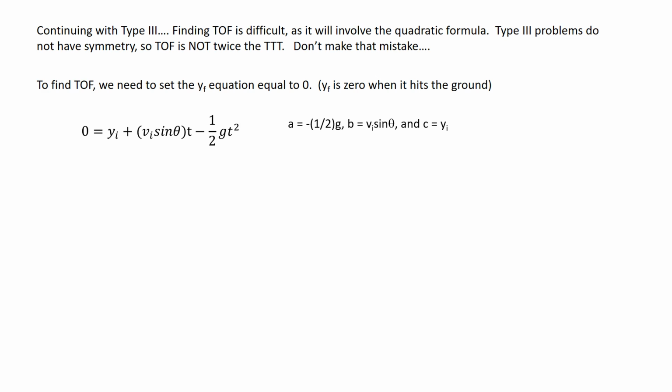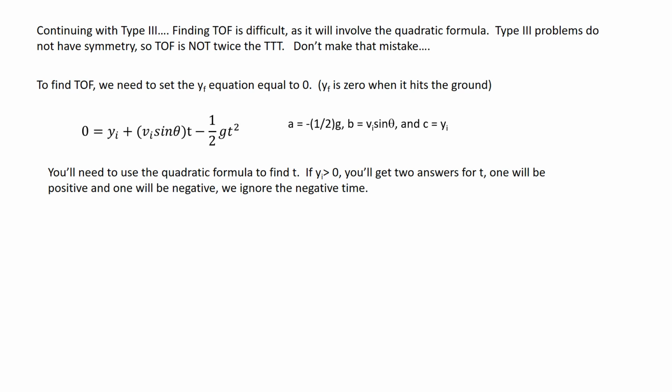You should have the quadratic formula written down somewhere. You should know how to use it. If your y initial is greater than 0, I'm going to get two answers for t. One of them will be positive, and one of them will be negative. You've got to ignore the negative time.